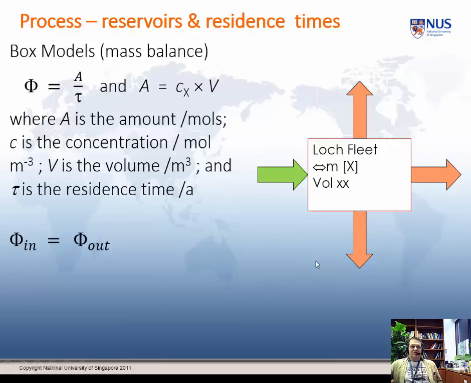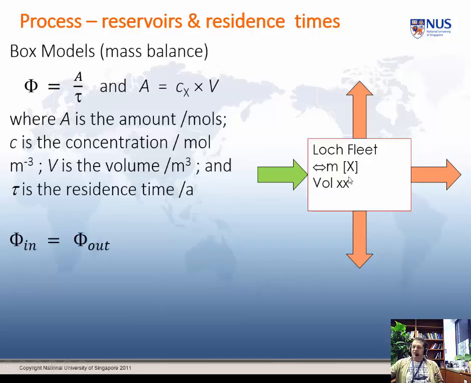Okay, so now this is a little box model, and I want you to think about the mass balances that you did for chemical plants, because you're going to be doing them again, except this time it's not going to be in a chemical plant, it's going to be in the environment. So let's have an example. This is a place called Loch Fleet in Scotland. I nearly drowned on this loch, actually. And I'll show you a picture in a minute.